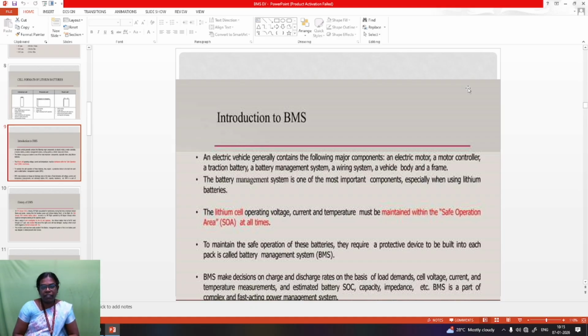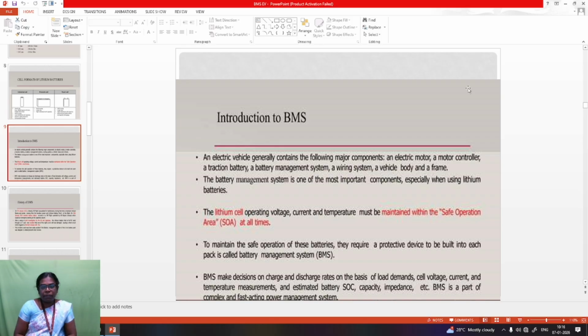In an electric vehicle, generally it contains the following major components: the electric motor, motor controller, traction battery, battery management system, wiring system, vehicle body or frame, etc. These are the major components. The battery management system is one of the most important components, especially when you are using a lithium battery. I mentioned the lithium battery.